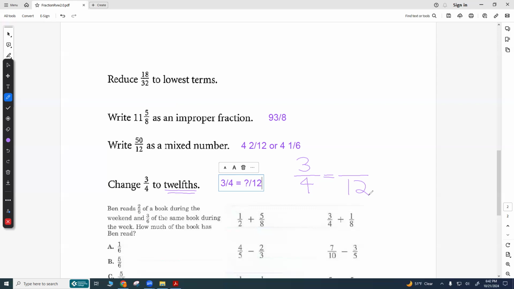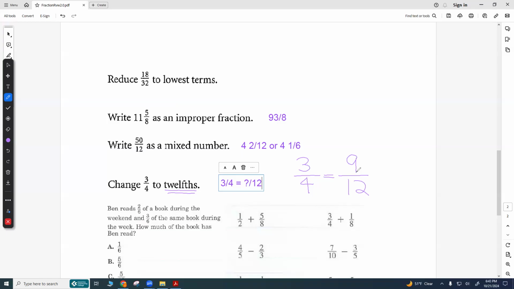Now, when we worked on proportions, we would cross multiply and divide, which would work here, right? 12 times 3 is 36. 36 divided by 4 is 9. Sorry. Cross multiply and divide.